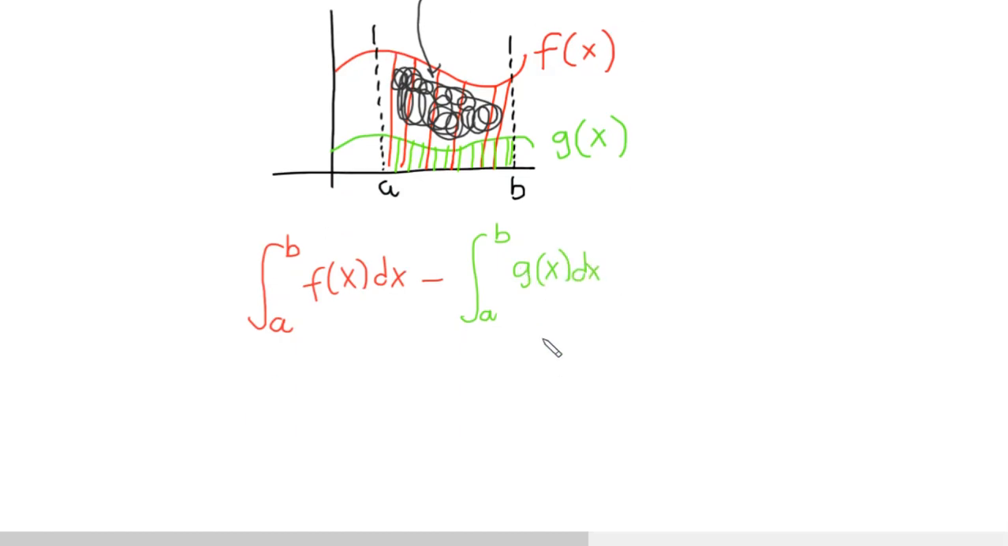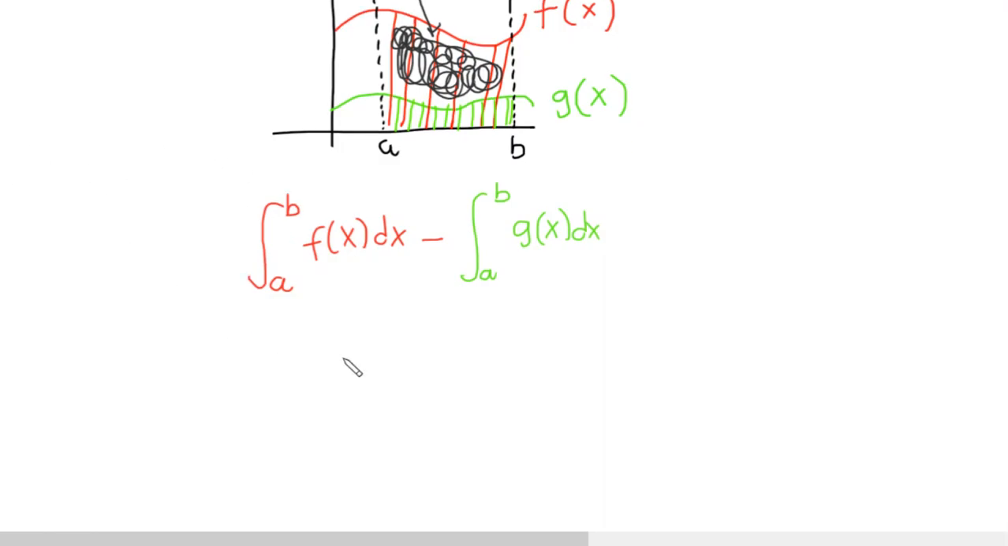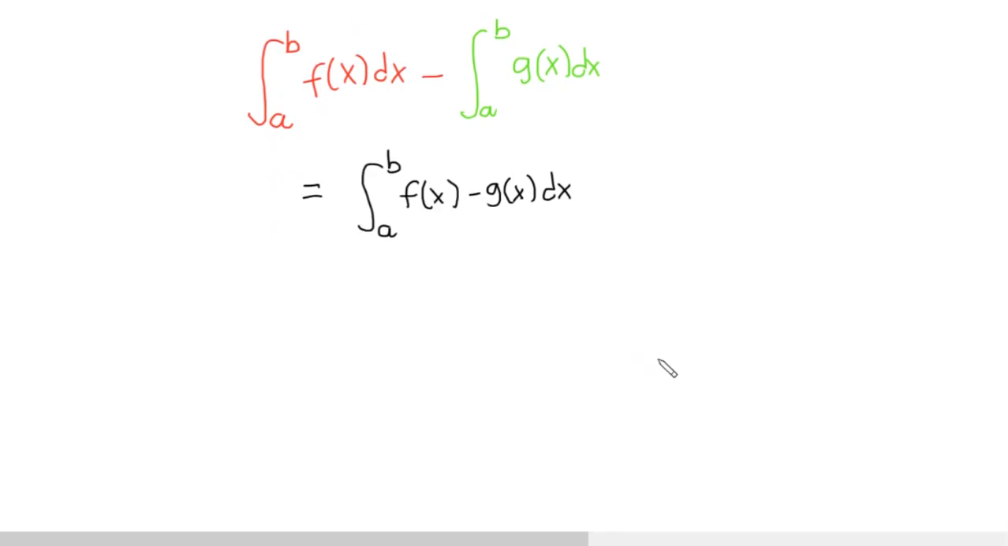And because these are two integrals and they both share the same upper and lower limits of integration, we can just combine them. So this will become the integral from a to b of f of x minus g of x, and it's with respect to x. And that's really how you do it. It's not a really hard formula to memorize.